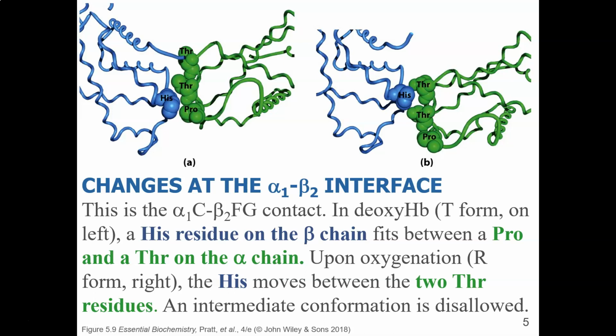An intermediate conformation is not allowed, which raises the question: how could that be? How does it move from one to the other? But it's more like a digital rather than an analog conversion. It's like a digital clock, when you move from one number to the next without moving in between, the way a clock with a sweep hand would.